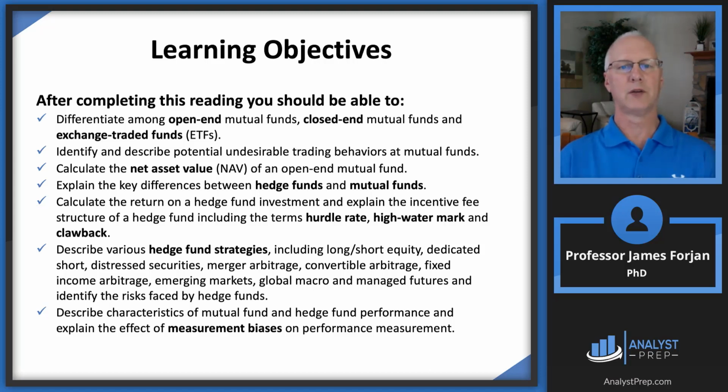Here are the learning objectives for this chapter. We're going to differentiate between and among open-ended and closed-ended mutual funds, and we'll include ETFs in there as well. We'll look at the differences between hedge funds and mutual funds. We'll look at the net asset value for an open-ended fund, and we'll calculate the return on a hedge fund, including some fee structure considerations. Probably my favorite part of the slide deck will be discussing and describing the various hedge fund strategies, and then we'll end with a discussion on survivorship bias.